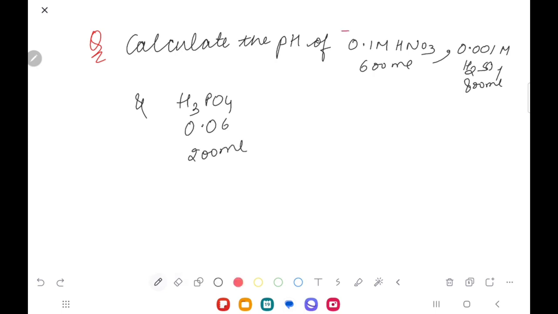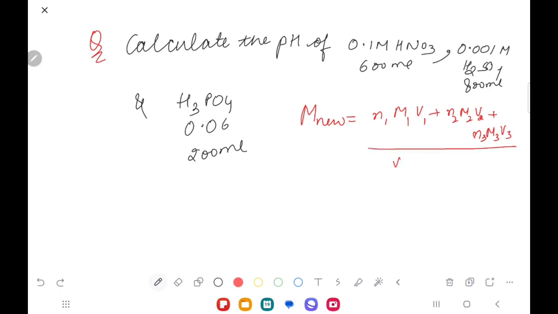So you have to calculate the pH of this mixture. So just write down the formula. When it talks about the pH of the mixture, you have to calculate the new molarity. So new molarity should be what? N1M1V1 plus N2M2V2 plus N3M3V3 over V1 plus V2 plus V3, isn't it? Yes. So new molarity shall be what?